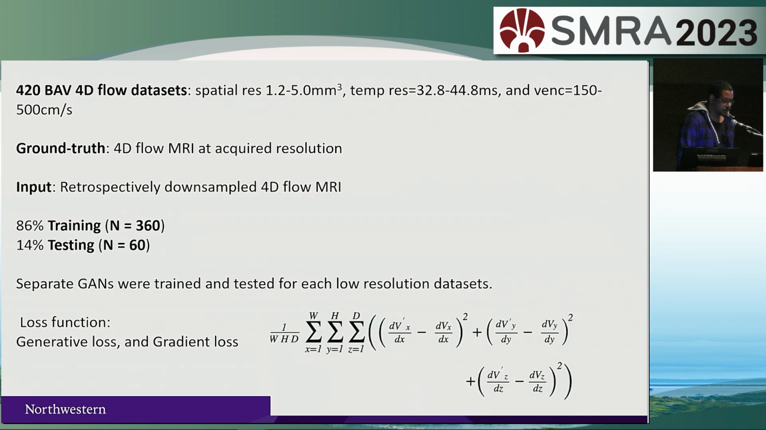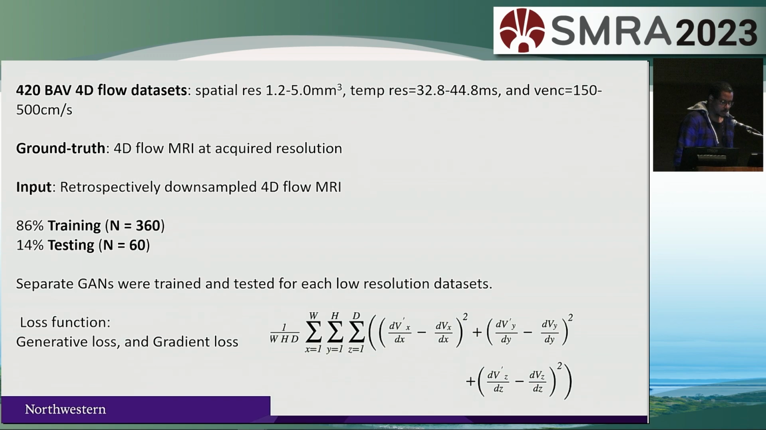This study used a total of 420 BAV patients acquired in either 1.5 or 3 Tesla scanners. The scan parameters are provided here. Of note is the spatial resolution, which is between 1.2 to 5 cubic millimeters, and a VENC of 150 to 500 centimeters per second. For training, we use 360 datasets, while for testing, we use 60. Separate GANs were trained and tested for each low-resolution dataset.